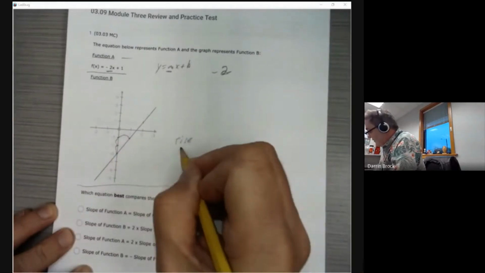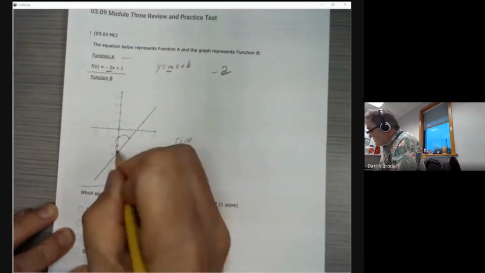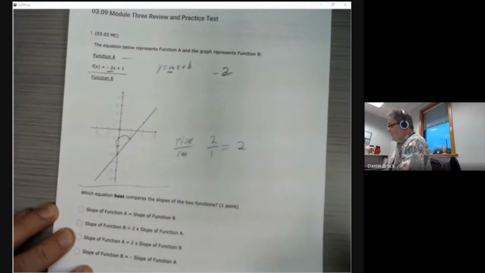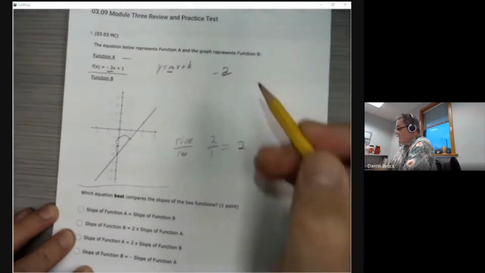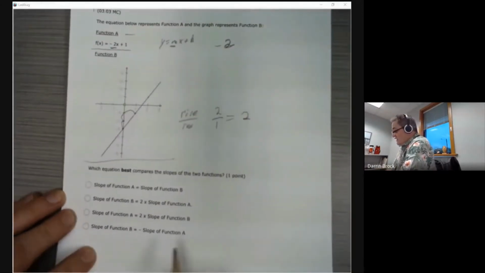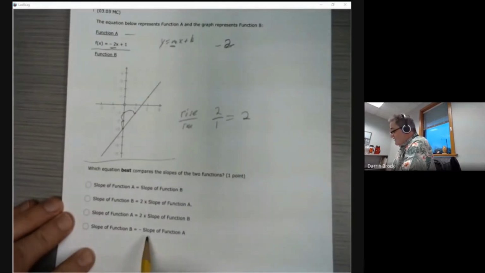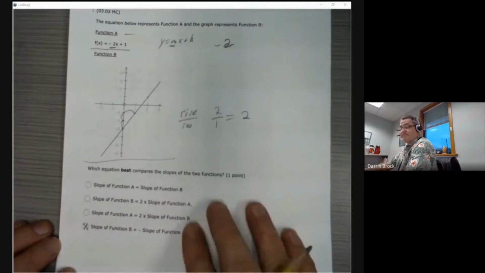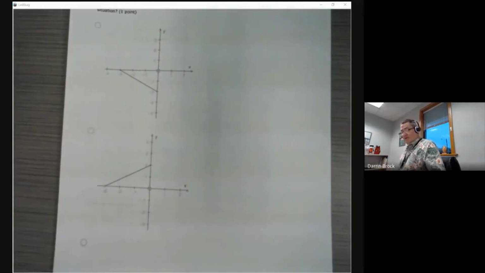Slope on a graph is rise over run. So it rises 2, runs 1. So that's a slope of 2. This is a slope of -2. This is a slope of 2. So slope of B is the opposite of slope A. There we go. Number one out of the way.